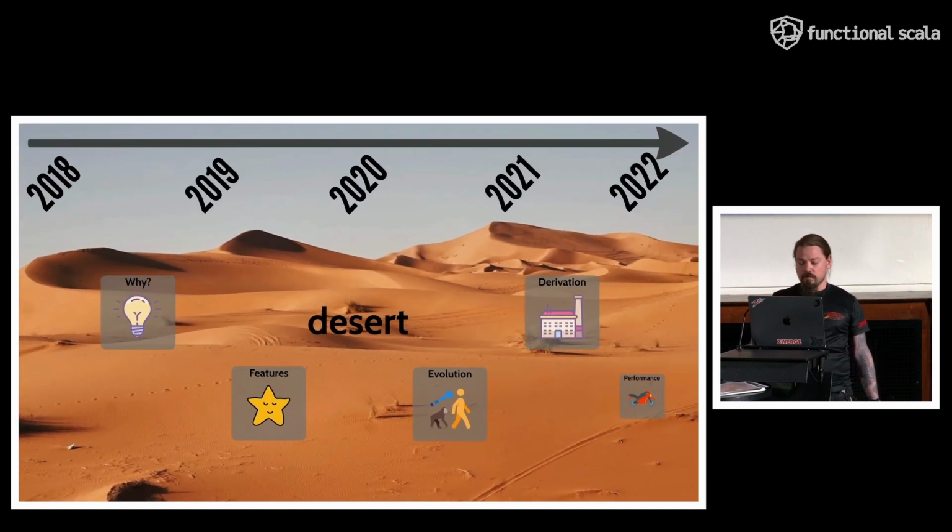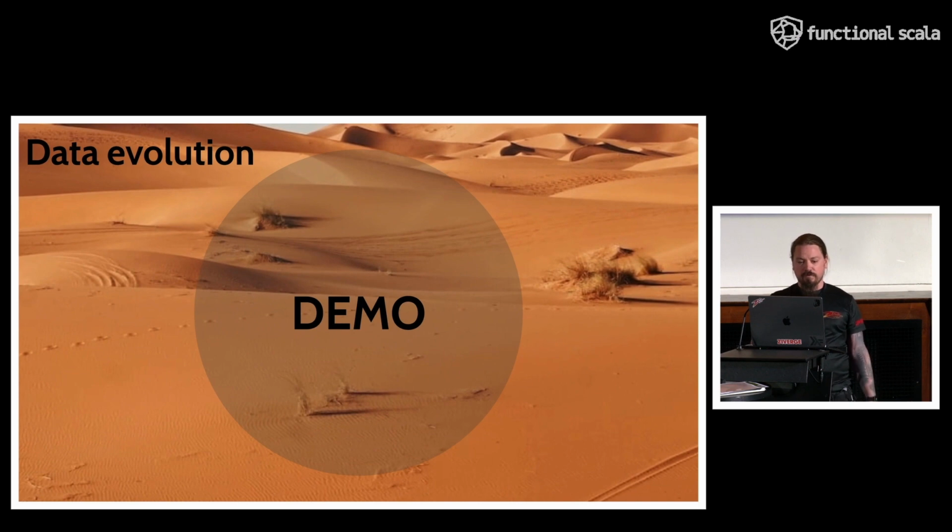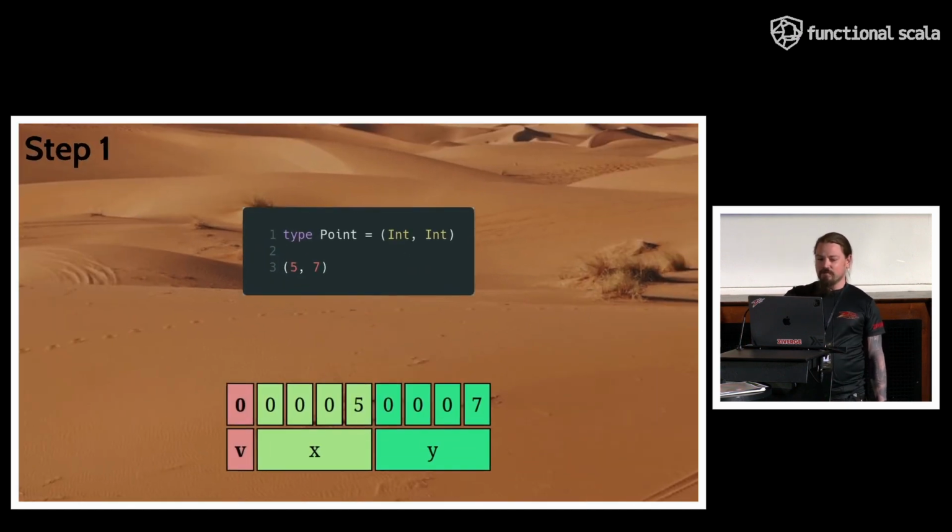So let me talk more about the data evolution part, because as I said, that's the core feature of this library. It won't be a live demo. So let's start very simple. We define a type, which is just a tuple of two integers. If we serialize this, we get these 9 bytes. It's two integers, and it's prefixed with a 0 for reasons. It's saying that this type doesn't have any evolution steps yet attached to it.